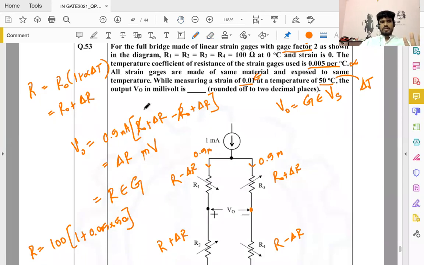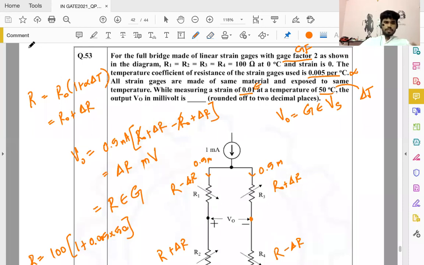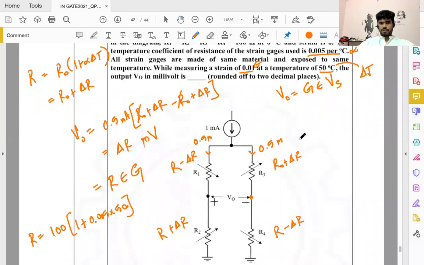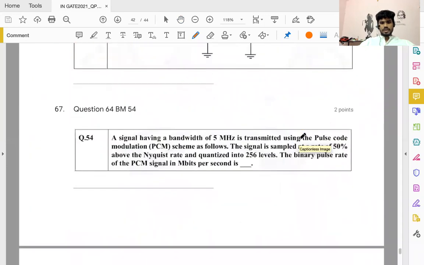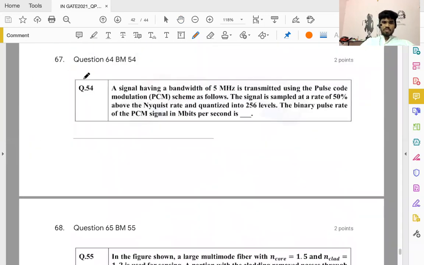But GATE, when they want to make a problem hard, they combine things. They combine some kind of KVL with RTD with a strain gauge with a bridge circuit. So this problem is very hard, but the moment you get used to these kinds of combinations, this is doable based on whatever we did. Okay, let's move on.